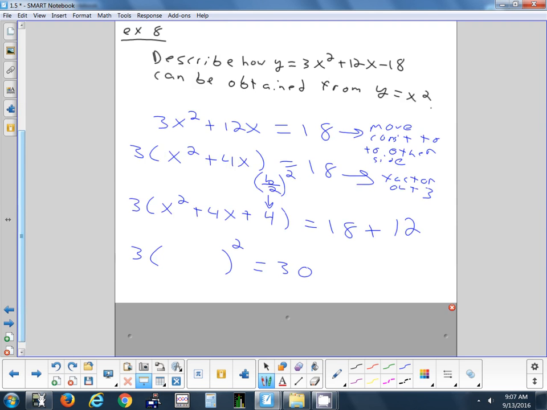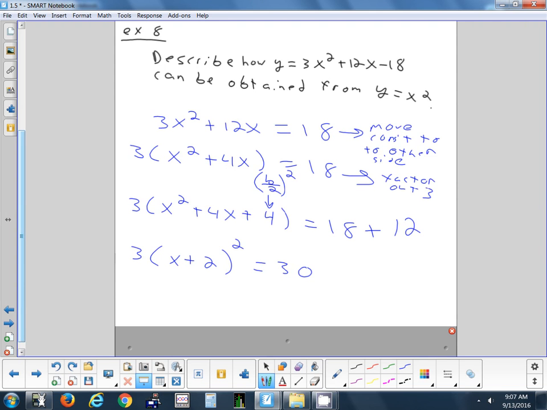Oh, Amanda? X plus 2, x plus 2. Or how else could I write that? Right, that's the whole point of completing the square. It's always going to factor into something times itself. X plus 2, x plus 2. And now I can just about see all my transformations.